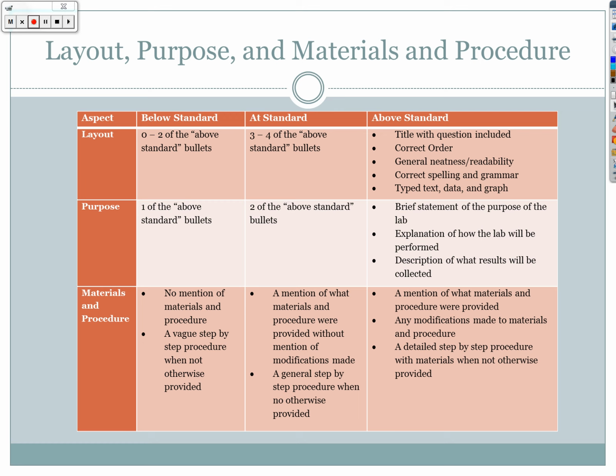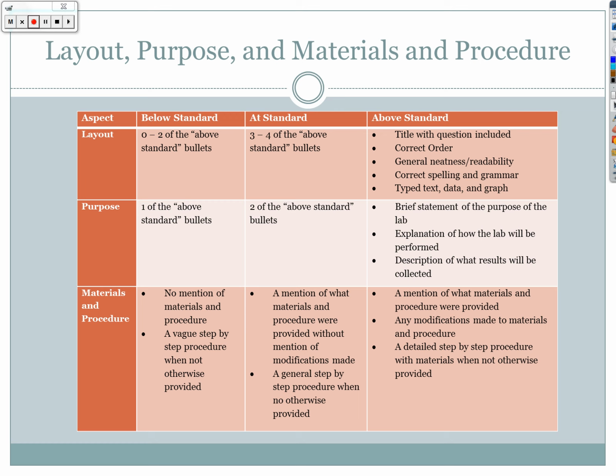Materials and procedure. Below standard says that there's no mention of materials or the procedure, and there's a vague step-by-step procedure when not otherwise provided. At standard, there's a mention of what materials and procedure were provided without mention of modifications made, and there's a general step-by-step procedure when not otherwise provided. And then above standard has a mention of what materials and procedure were involved, any modification made to the materials and the procedure, and a detailed step-by-step procedure with materials when not otherwise provided.